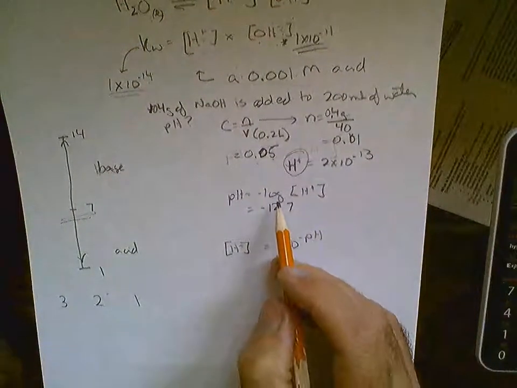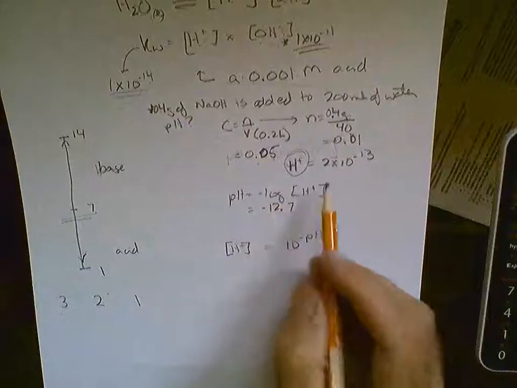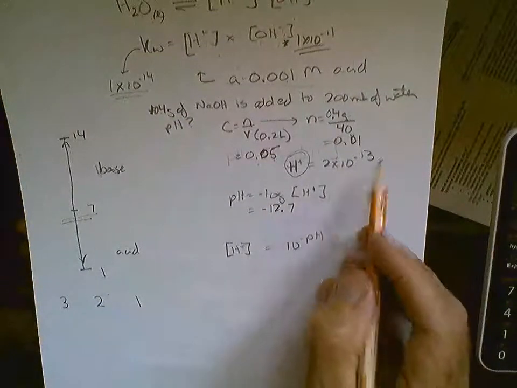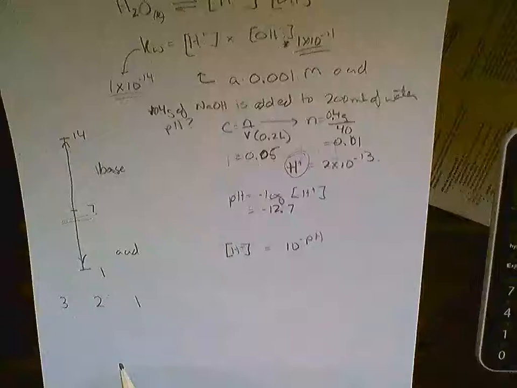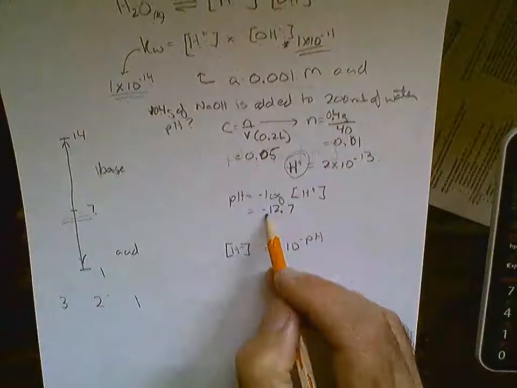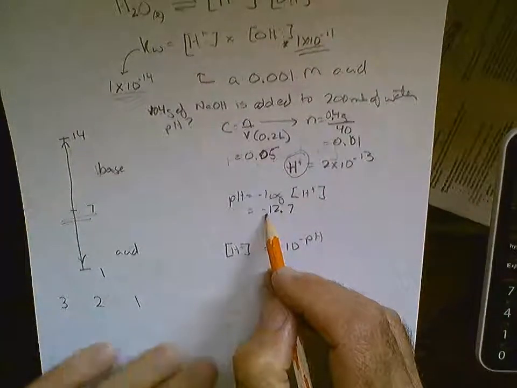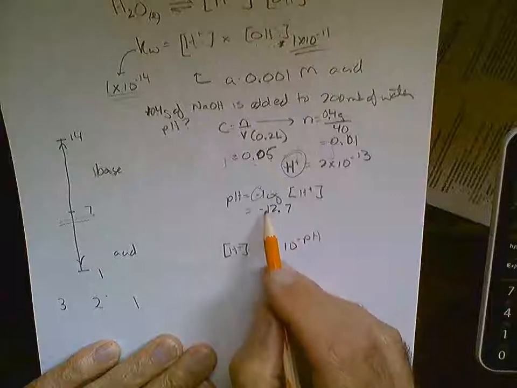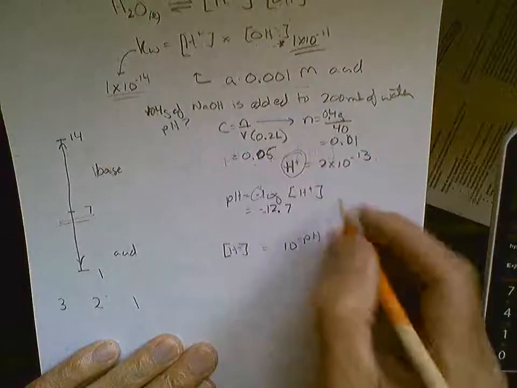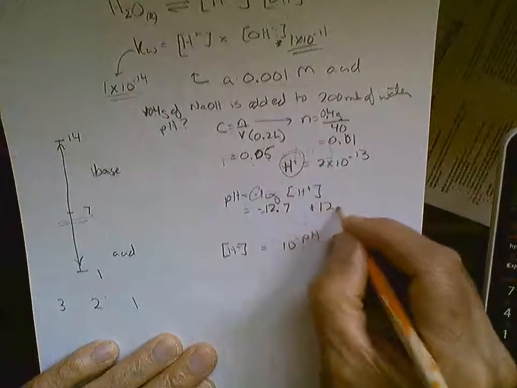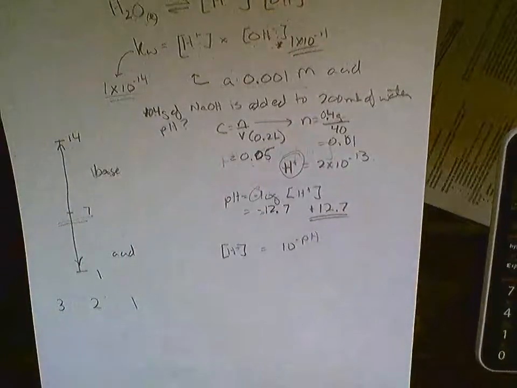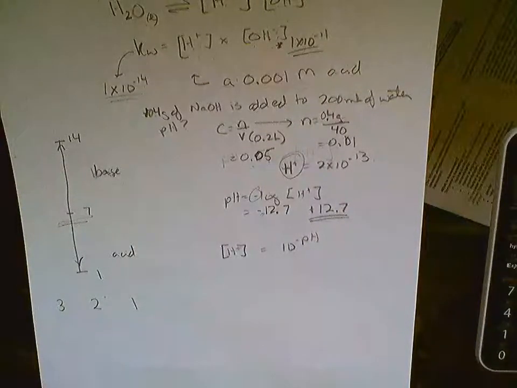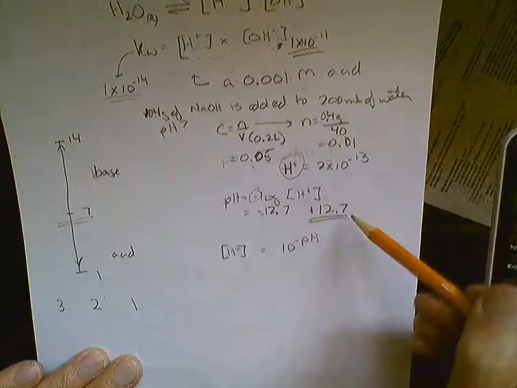Hey folks, figure out how to use your log button. All I did was put 2 times 10 to the negative 13 in and hit log. It gives me a negative answer. Always, this negative out front means you're always making this positive. So if you get a negative answer, which you always will, make it positive. 12.7 is the pH. This makes sense because we have a base.